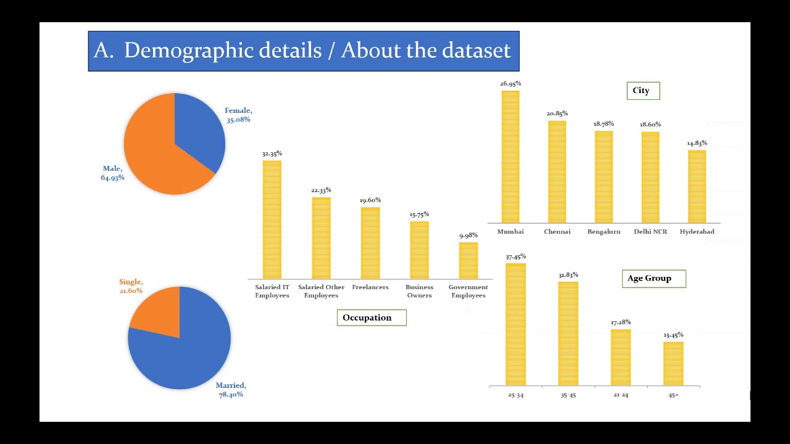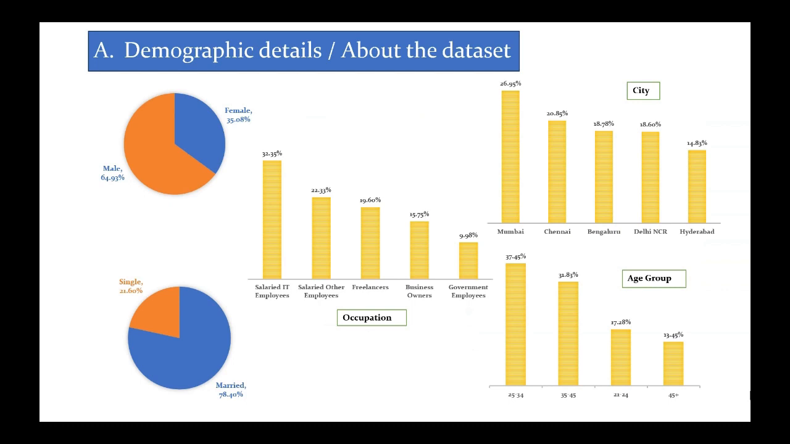Furthermore, talking about their occupations, we have five occupation types. First, salaried IT employees, which are the highest, around 32.35 percentage. Then we have salaried other employees consisting of 22.33 percentage. Then freelancers, business owners, and government employees, the least.